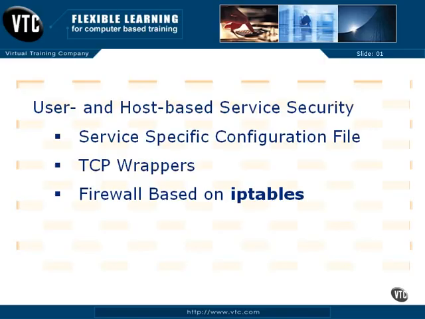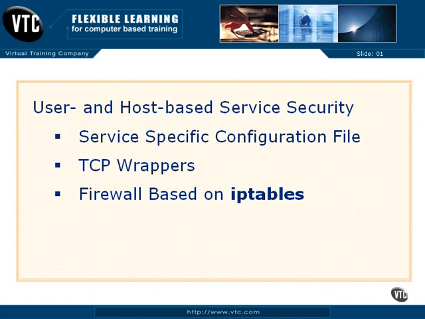There are three basic ways to configure user and/or host-based security for a network service. You could do it, in most cases, in the service-specific configuration file. For TCP-based services, you could use TCP wrappers. And you could also configure a firewall based on iptables commands. We've discussed each of these in detail in other videos, so this should just be a review.